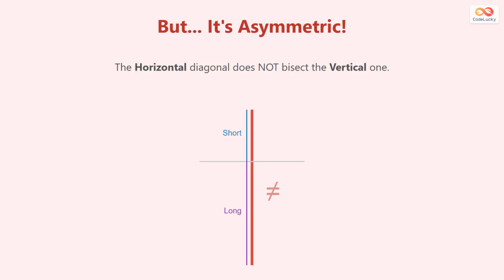However, it is important to notice that this relationship is not mutual. The shorter diagonal does not bisect the longer one. As you can see, the top segment is much shorter than the bottom segment.